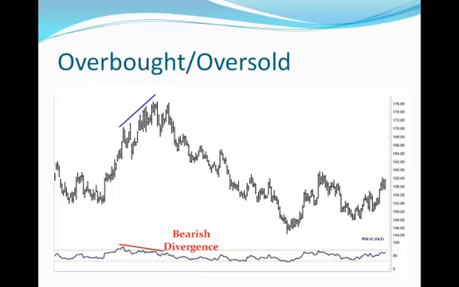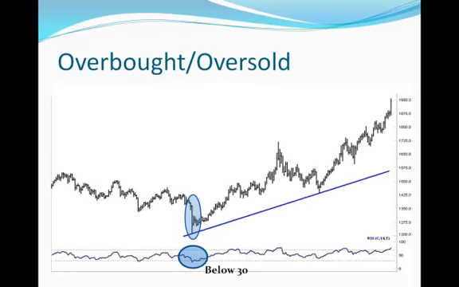This one shows another example of bearish divergence. The RSI is creating a lower high while prices are forming higher highs. Prices are expected to go down afterwards.